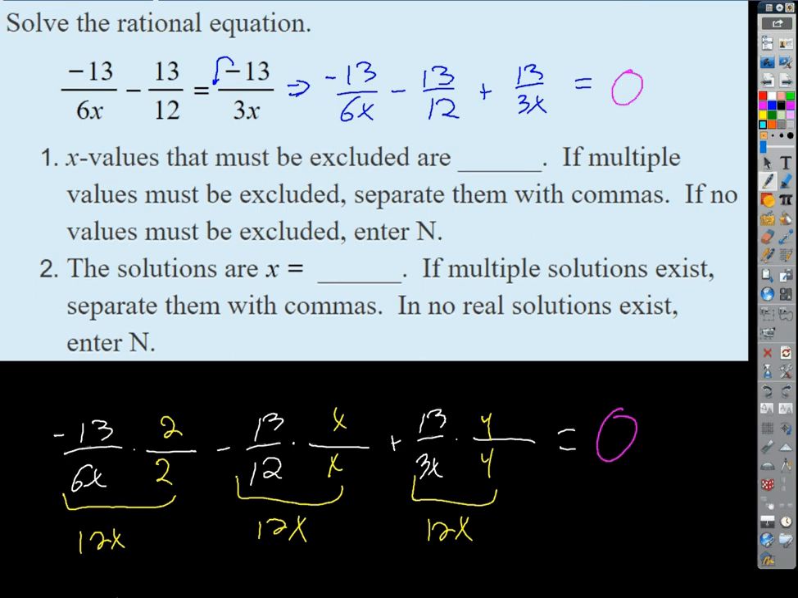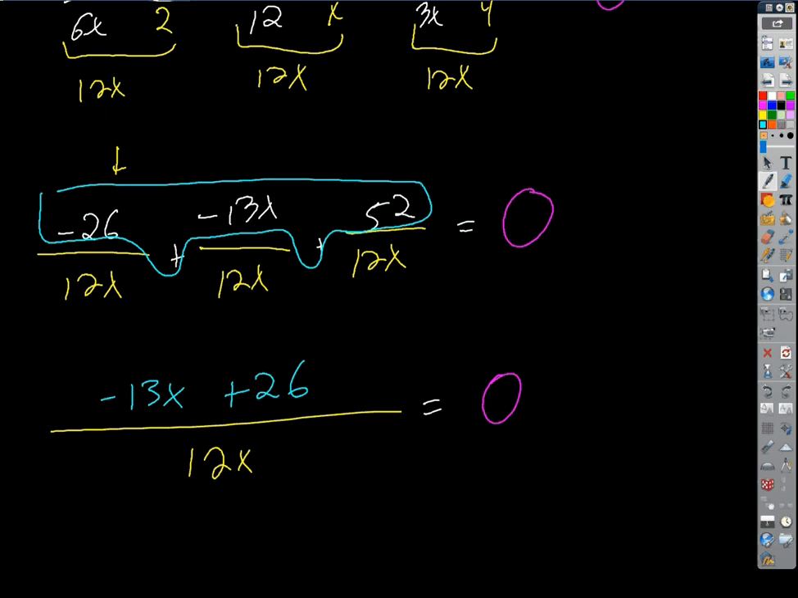Okay? So let's come back over here and look at this then. We've got to be careful about this. Now notice I've got an x on the bottom here, right? So I have to ask myself, what are all the values of x that would make the bottom equal to 0? Well, 12 times what would give me 0? 0.